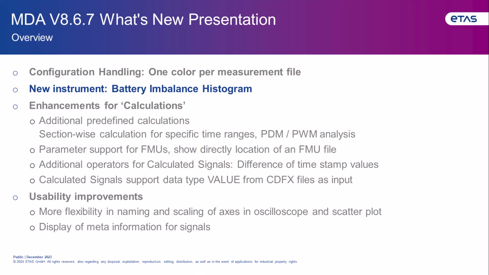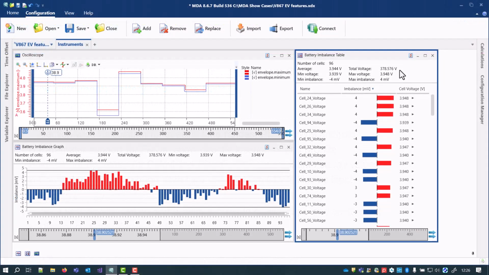The next topic is about a new instrument for displaying battery imbalance values. With previous MDA versions, two instruments for specific use cases were implemented. With the battery imbalance table, it is easy to identify the battery cells having the highest negative or positive imbalance. And the battery imbalance graph instrument supports to get an overview of all battery cell imbalance values.